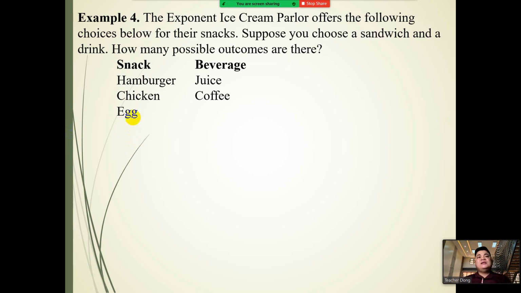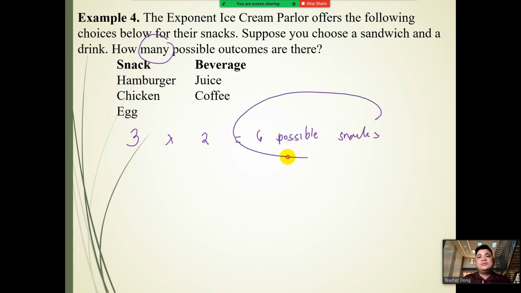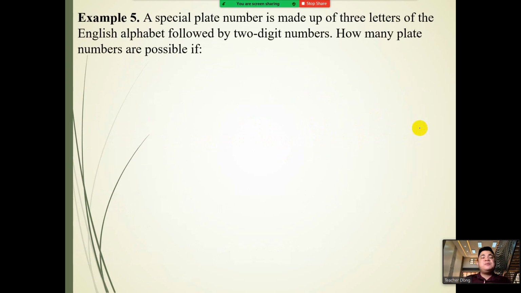In this case, we are just being asked how many possible outcomes, so we don't need to draw a tree diagram. All we need to do here is multiply. We have 3 for the snacks, and then 2 for the beverages. So if we multiply 3 times 2, we have 6 possible outcomes. Okay, so that's now the answer in this problem. Now let's proceed. Example number 5.